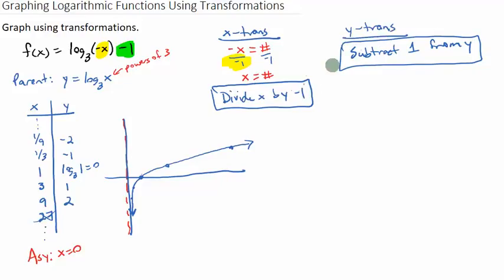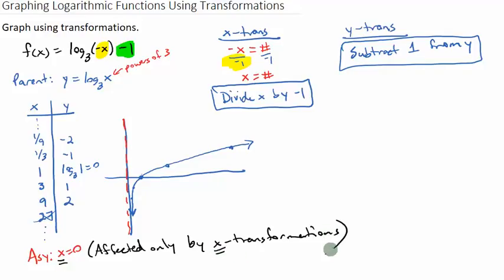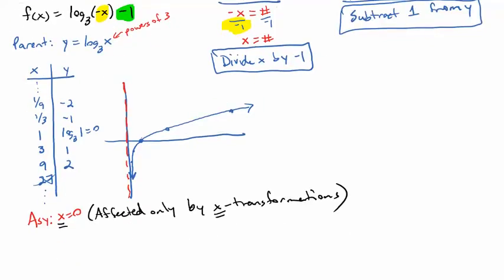So I apply these transformations to this stuff here, this graph, these ordered pairs, this asymptote. The asymptote is going to be affected only by x transformations, since it's an x equation. Okay? That's because it's an x equation. Alright, so it doesn't matter which of these you do first. Let's divide x by -1. So I need to go in and divide each of these x values by -1.